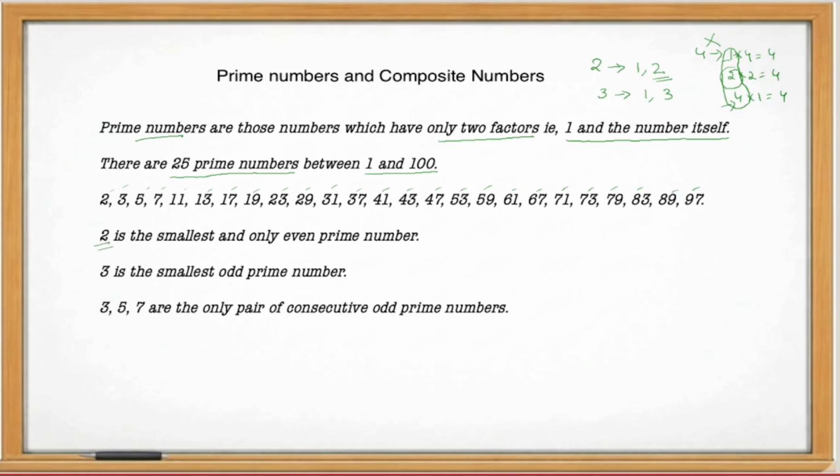Now let's see. 2 is the smallest and only even prime number. If you look at the numbers over here, all the rest are odd numbers. Only 2 is the even number. So we can say 2 is the smallest and only even prime number. Got it? Then 3 is the smallest odd prime number. Then 3, 5, 7 are the only pair of consecutive odd prime numbers. I hope you understood. Now let us move on to the next page.